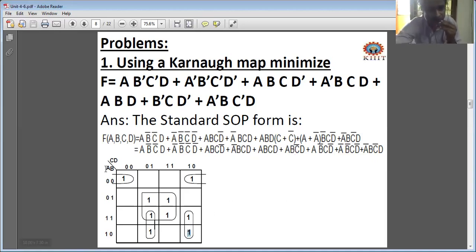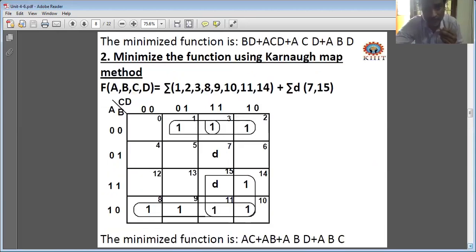So now this one you make separate, this one you make separate. You take these four, and this one separate, this one separate. Okay, this is the required answer. Now go to the second one.